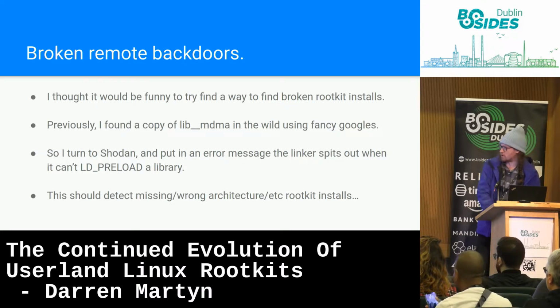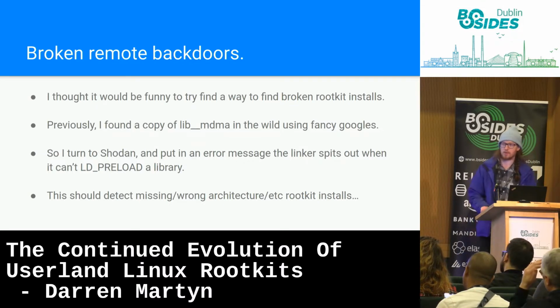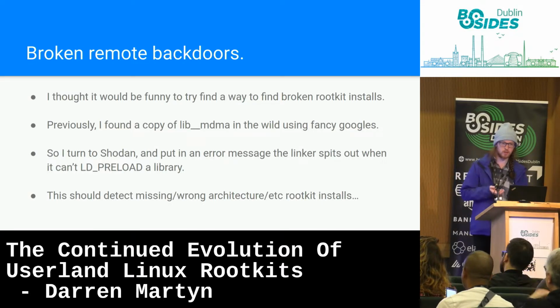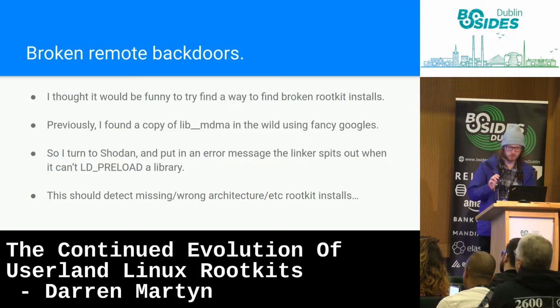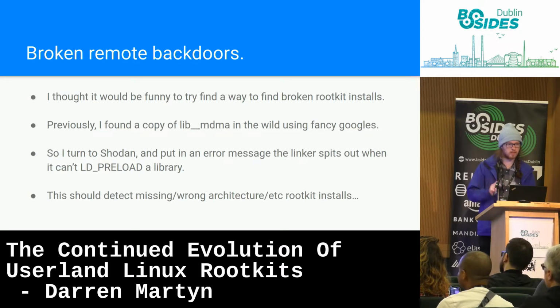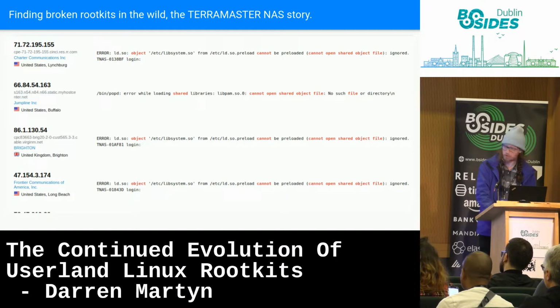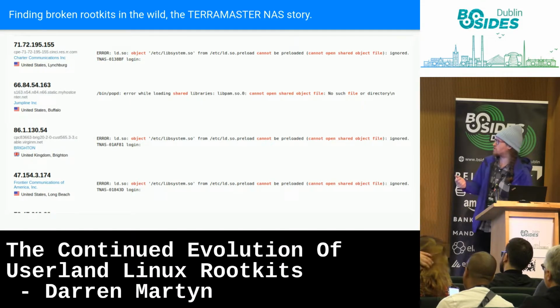But I decided to look for other rootkits that have gone wrong. I found that the dynamic linker on Linux spits out a very specific error message when it's trying to preload a library, but the library is broken, it's the wrong architecture or whatever, or it's just missing. So I put that string into Shodan, thinking this is not going to find anything. This is dumb, but no, it turns out it did find tons of stuff.